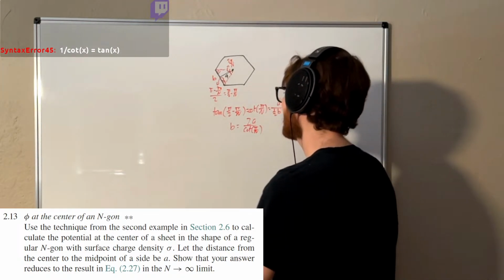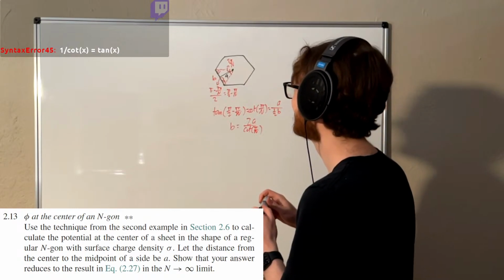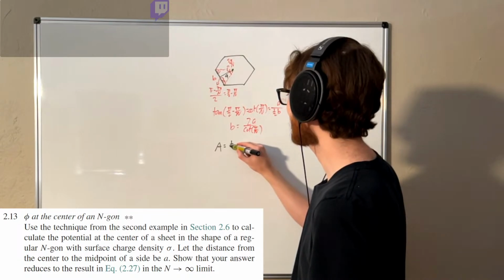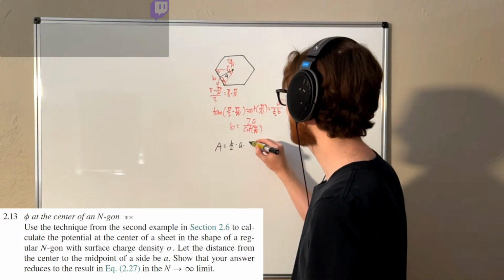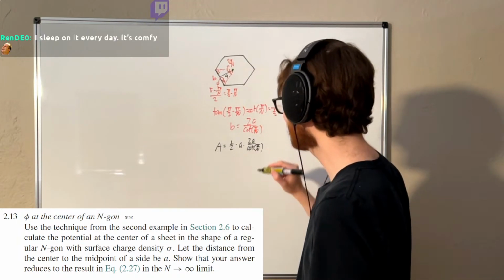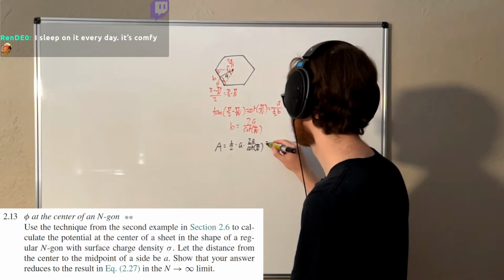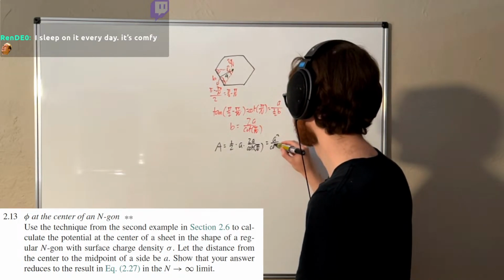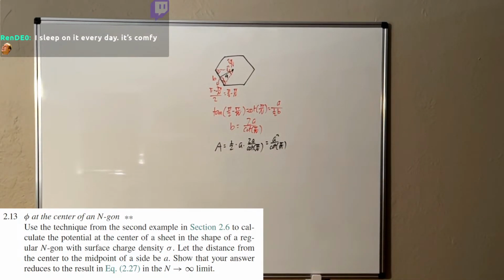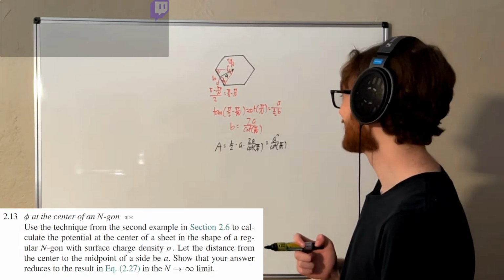So that means the area is 1/2 times height A times base 2A over cotangent pi over capital N. Sleep on it. Oh, caught. I get it. Okay, that was funny. Flew right over my head though.